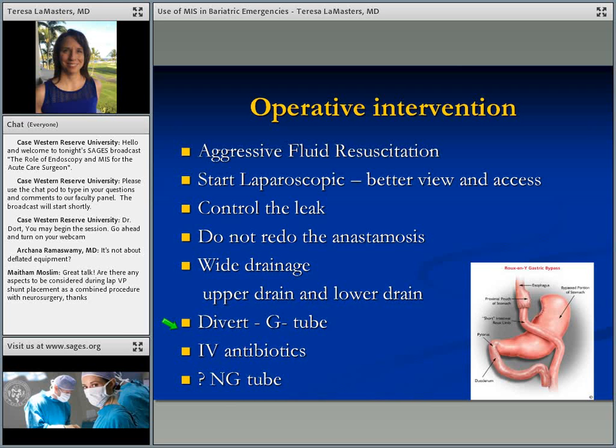The intestinal anastomosis, however, can leak later. It can show up even a week to 2 weeks later. And that can be a little bit harder to decipher.